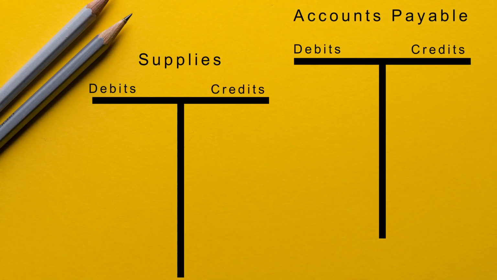So let's draw out two T accounts here. We're going to draw out one for supplies and one for accounts payable as well. We'll do the titles at the very top of each account, debits and credits for both of these T accounts. Since we're buying $50 of supplies on account, we're going to credit accounts payable for $50 and we're going to debit supplies for $50.